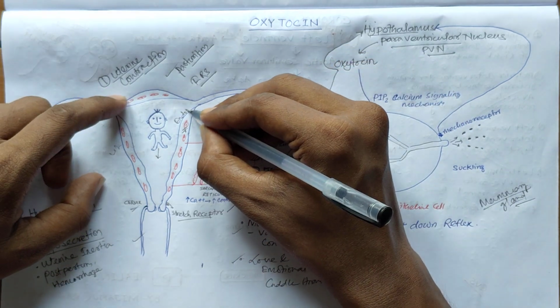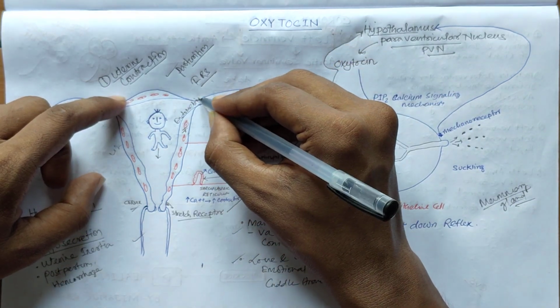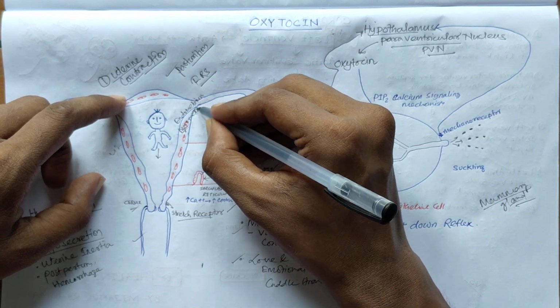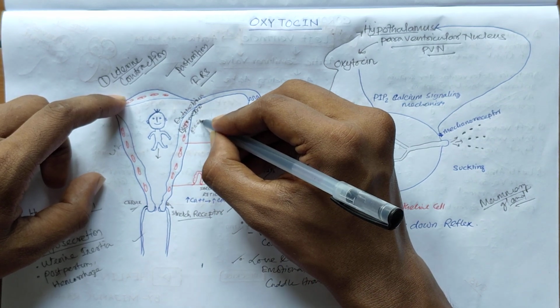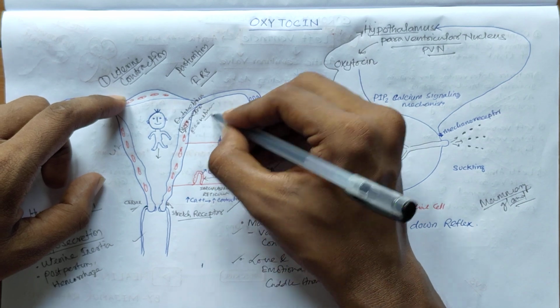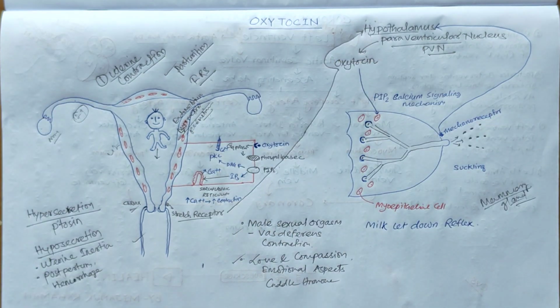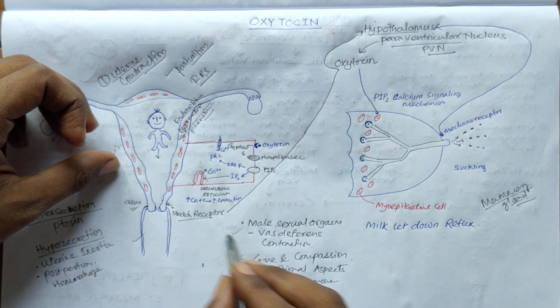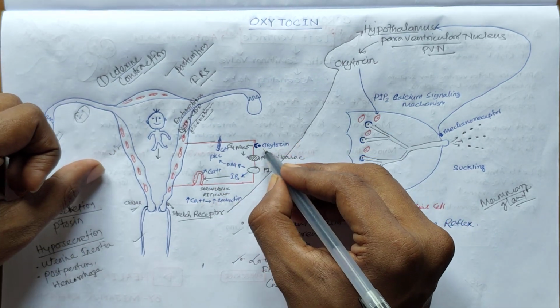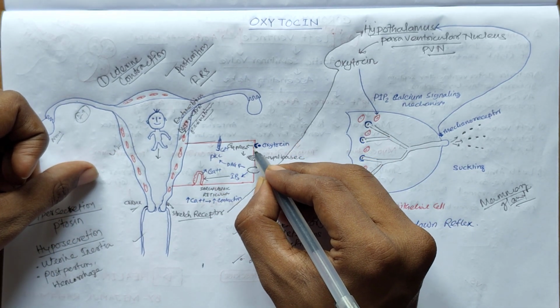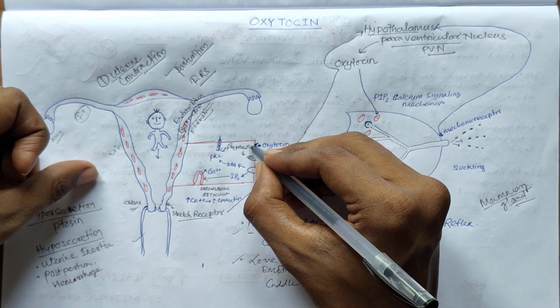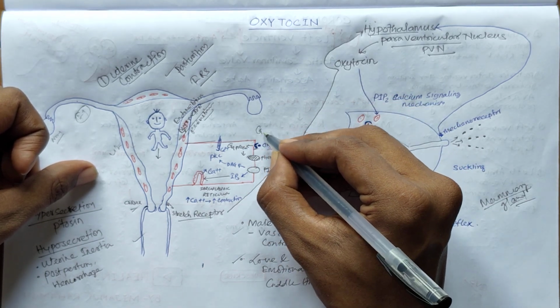What is the layer? On the inner side, it is the endometrium, myometrium, and perimetrium. In the myometrium, it will work. If you take a larger view, in the myometrium there is a receptor which will receive oxytocin and will activate the Gq protein.